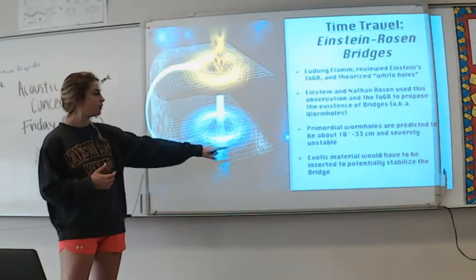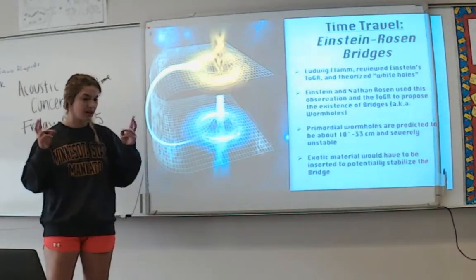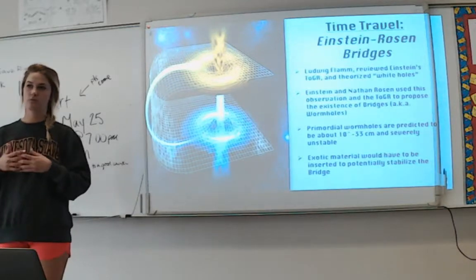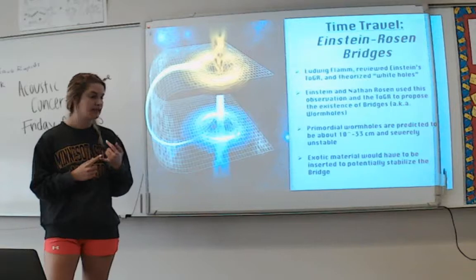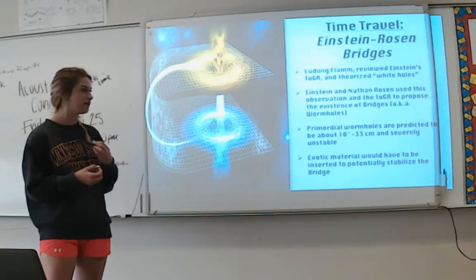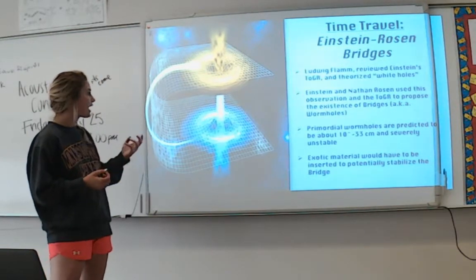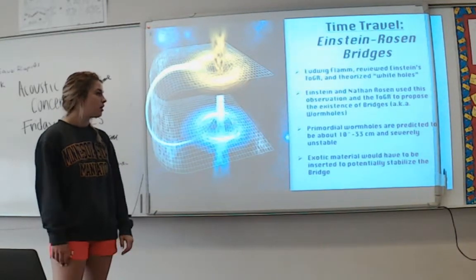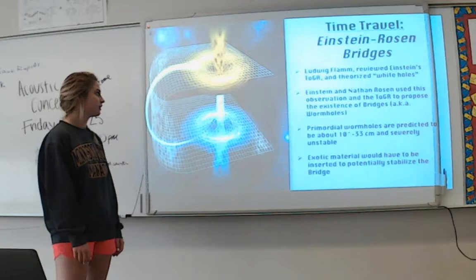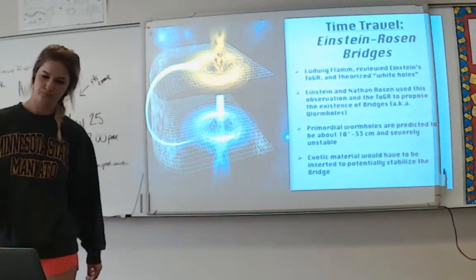But the thing that they did propose was to insert what they call exotic material into a wormhole, which is a material with a high negative energy as well as a large negative pressure. So that would counteract the instability of the wormhole, and potentially stabilize the bridge between the two.